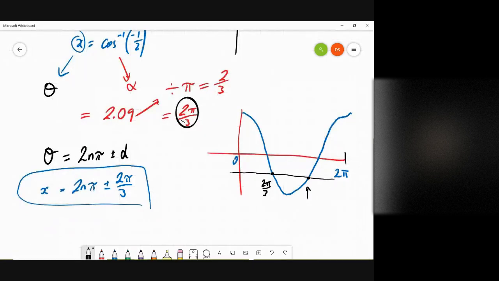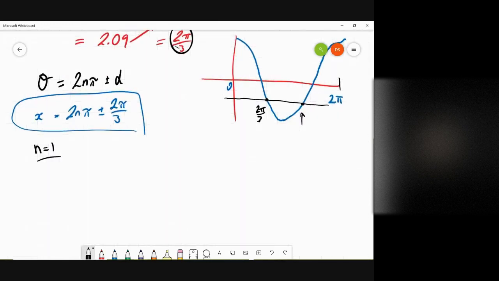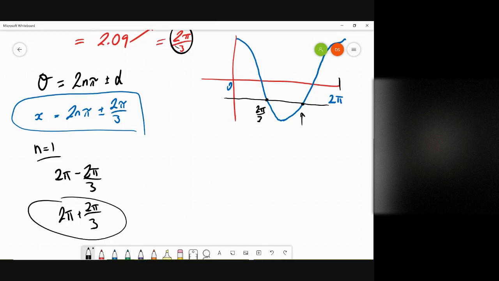Okay, and what we'll do is we'll just plug in n equals 1, right, into here. Is that okay? Yes. So if I plug in n equals 1, I have 2 times 1 pi minus 2/3 pi, and then I have 2 times pi plus 2/3 pi. Now, before I do anything, this is bigger than 2 pi, isn't it? Yes. So I'm just not gonna use it.